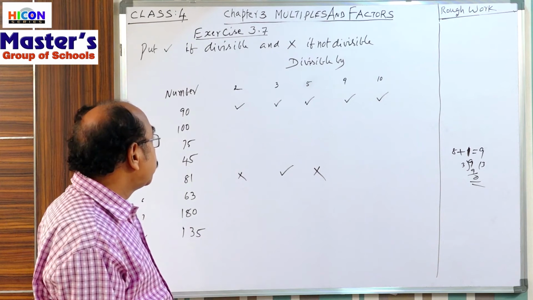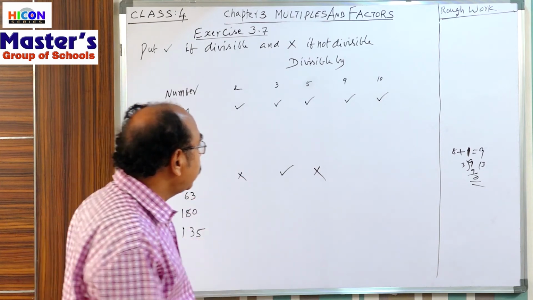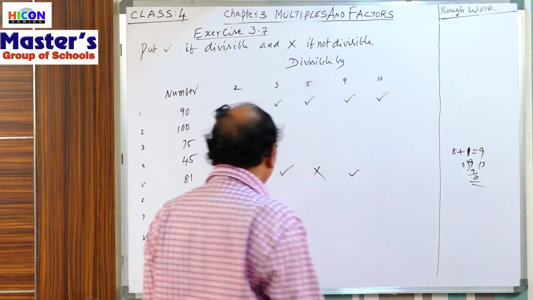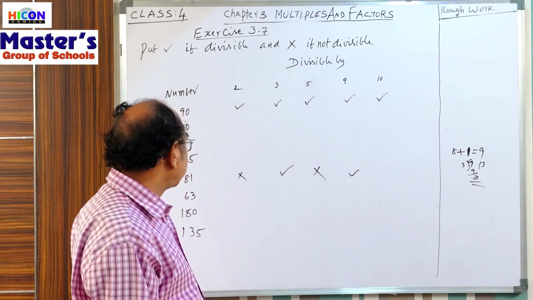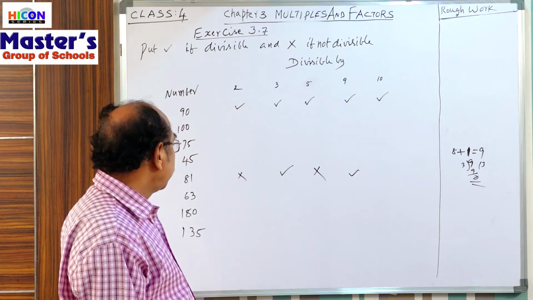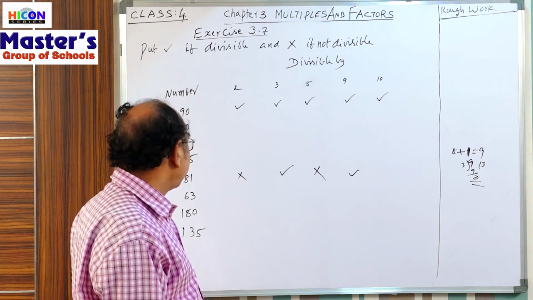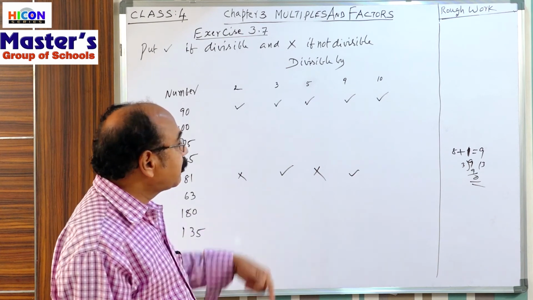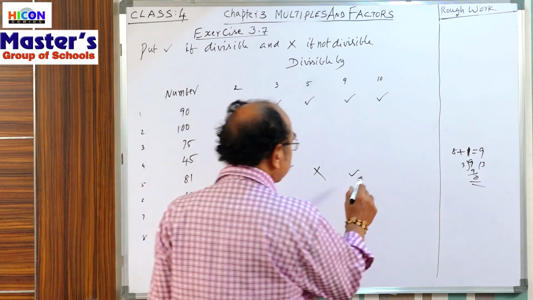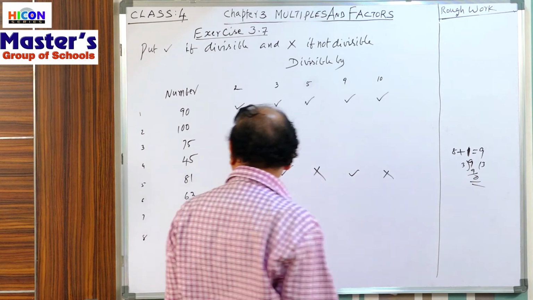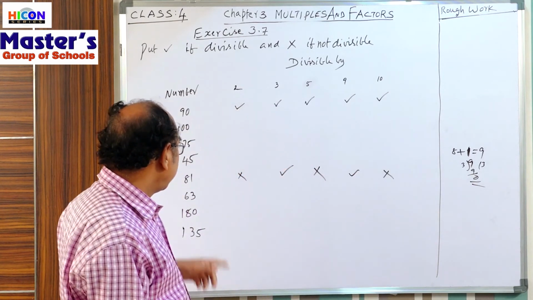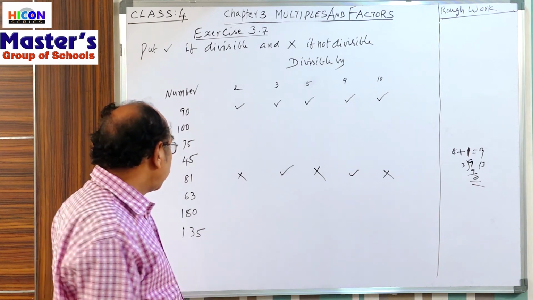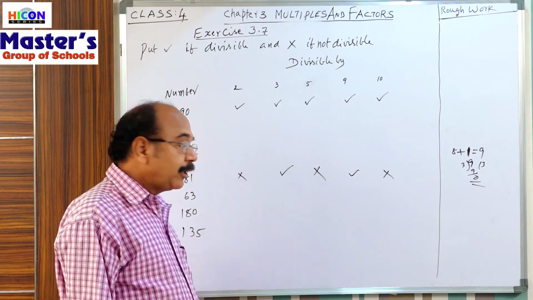Okay, children, like this. Is 81 divisible by 9? Yes. It is divisible by 9. Why? Because here the sum of the digits 8 plus 1 is equal to 9. 9 is divisible by 9. That's why 81 is divisible by 9. Is 81 divisible by 10? No. That's why we keep a cross mark. Why? Because the units digit is not 0. That's why it is not divisible by 10.